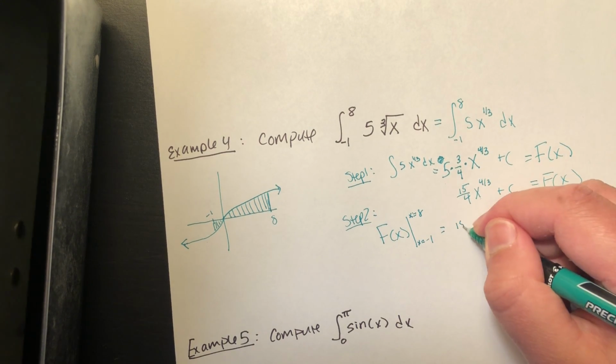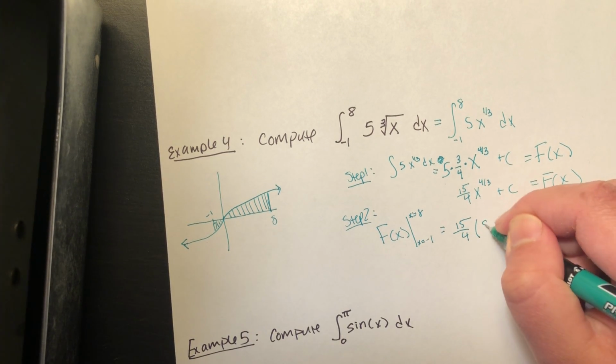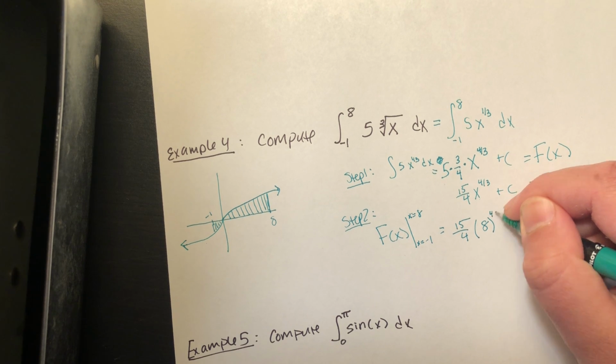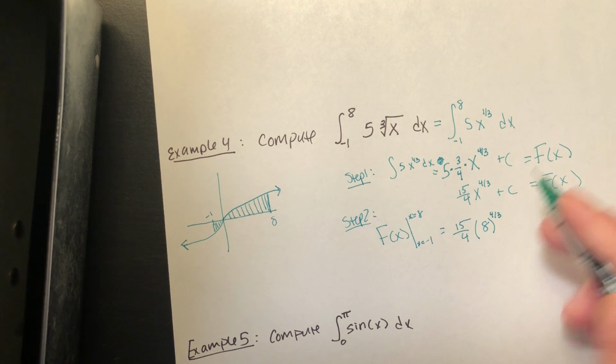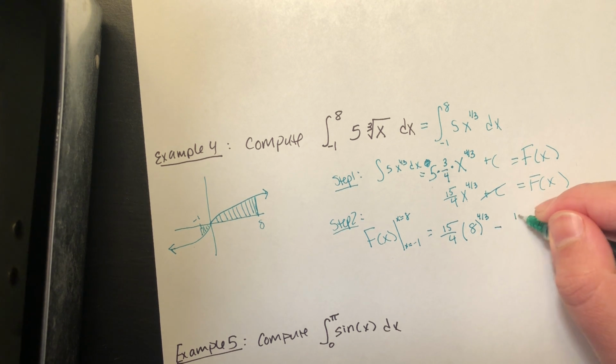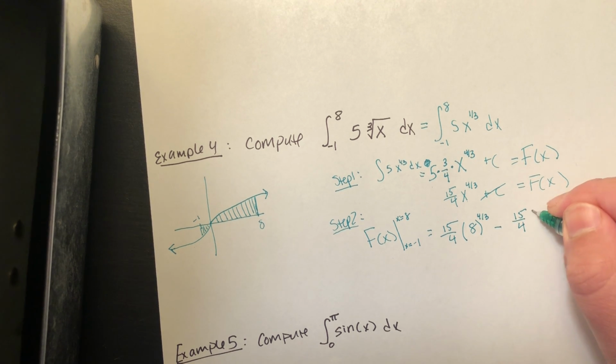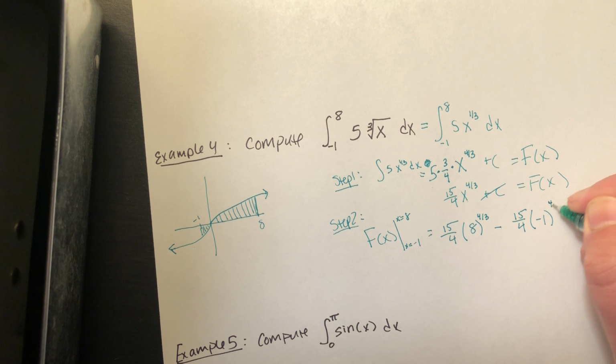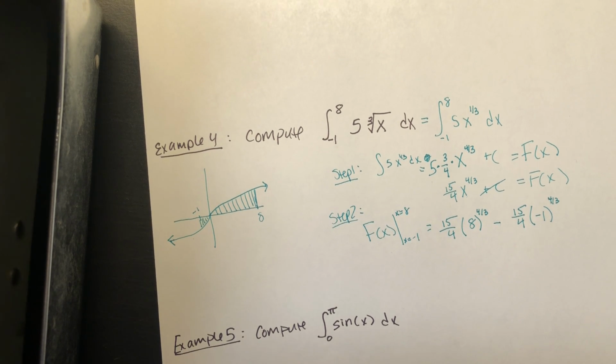All right, 15/4 times 8 to the 4/3 power. The plus c is going to cancel out, so I can ignore it. Minus 15/4 times -1 to the 4/3 power. Okay, how do we actually compute this though? We have to be careful.